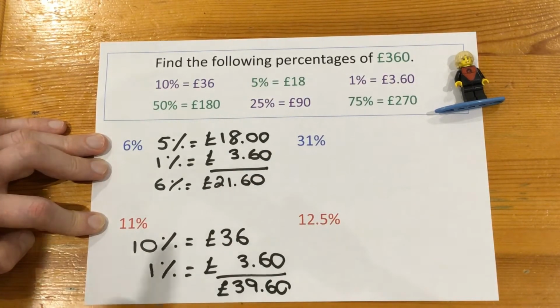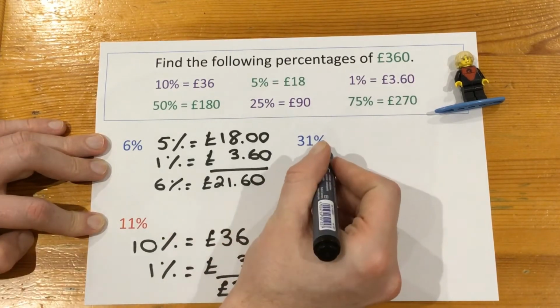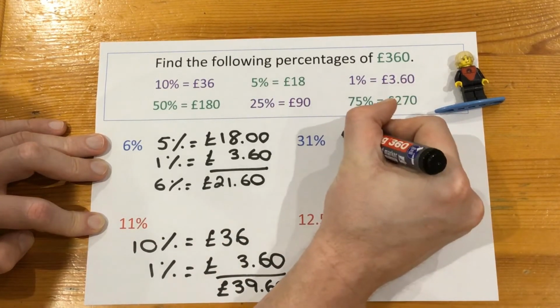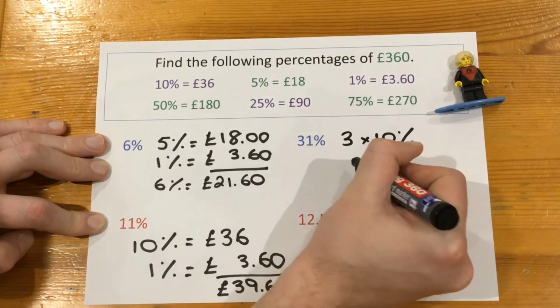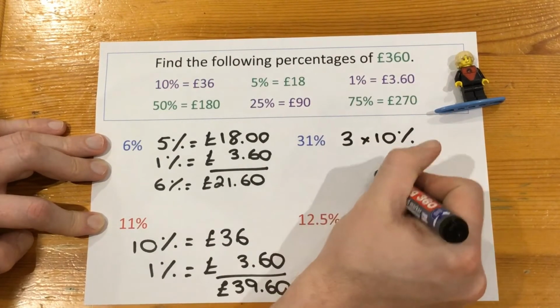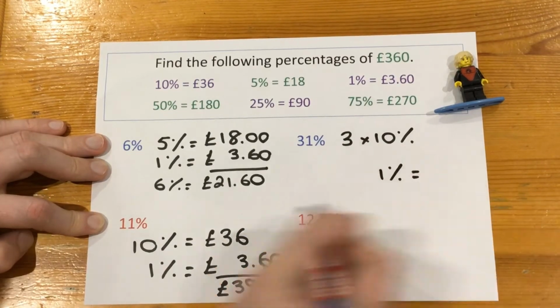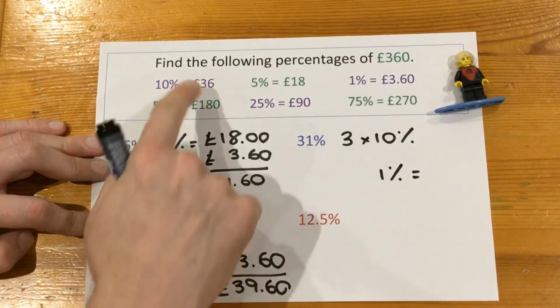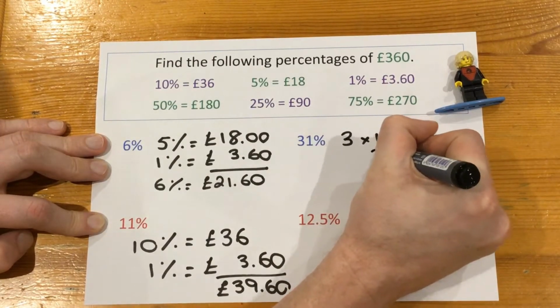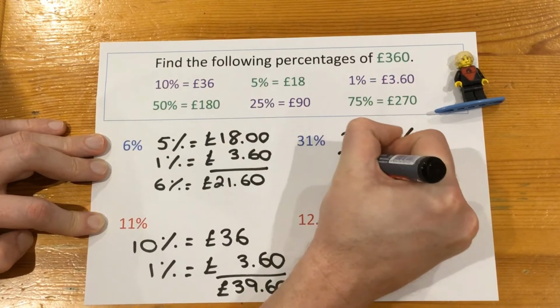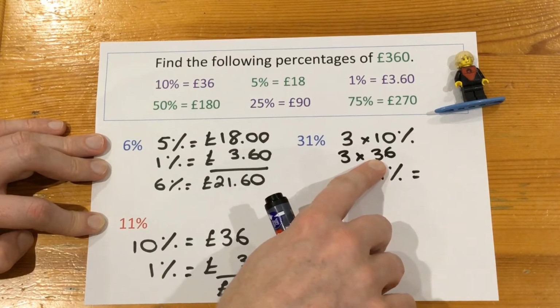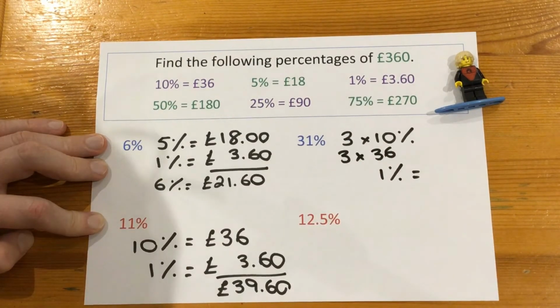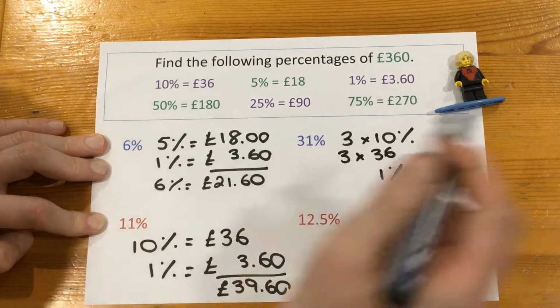31%. Right, this time I'm going to use 3 lots of 10%, and I'm going to use the 1%. Okay, so 3 lots of 10%. 10% is £36. So I'm going to do 3 lots of £36. That makes 3 lots of 3 is 90 and 3 lots of 6 is 18. So that makes £108.